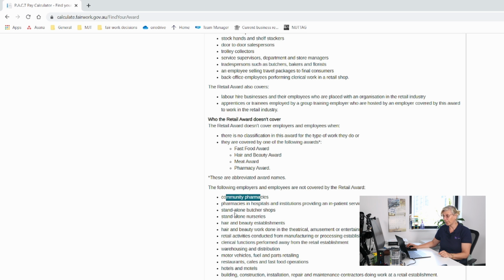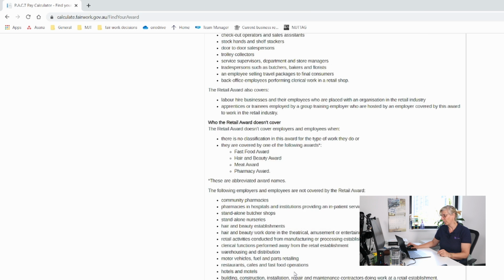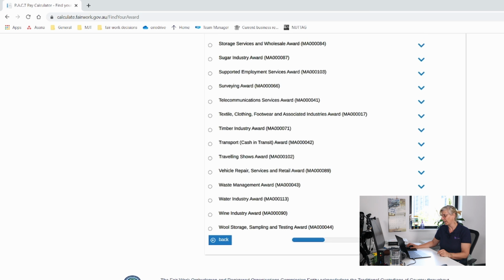So if you work in a pharmacy, if you're a standalone butcher shop, if you work in the hair and beauty industry, in the theatre, amusement or entertainment industries, then you don't fit under here. If you're fueling or retailing parts, you're not under this award. So you get the hang of it, yeah? So we're just going to say, I'm not in the fast food industry, I'm in clothing, yeah? I work in a clothes shop. So I'm just going to scroll all the way down and press next.